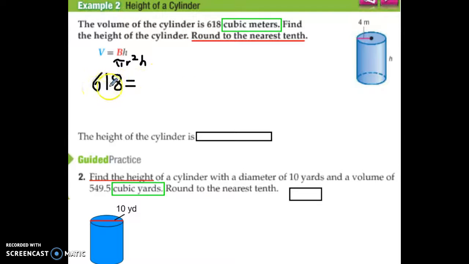Okay, so 618 equals pi r squared H. Well, I do pi times, look over here in my picture, what's my radius?